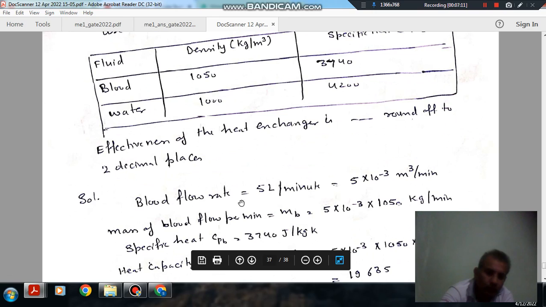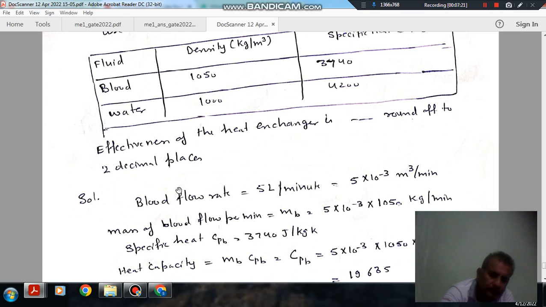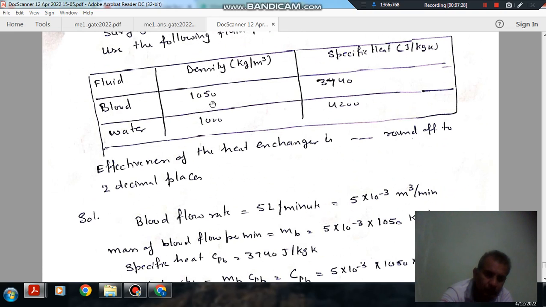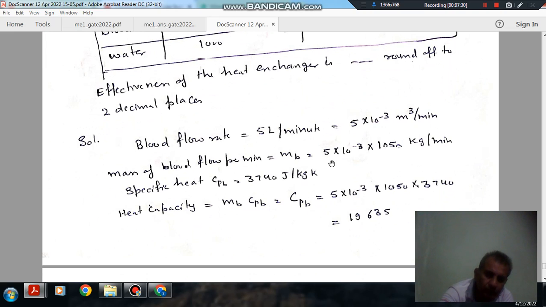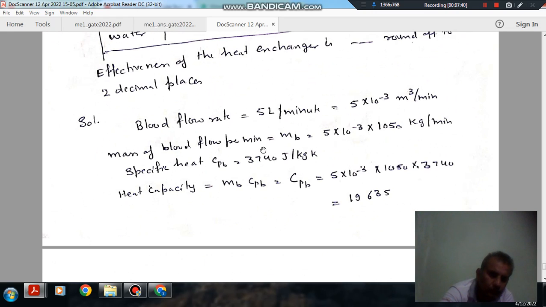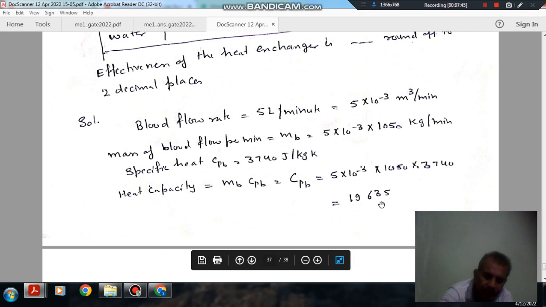So blood flow rate is given as 5 liters per minute, or it is 5 times 10 to the minus 3 meter cube per minute. 1 liter is equal to 10 to the minus 3 meter cube. So the mass flow rate of the blood per minute is, as density of the blood is given, that is 1050, so mass flow rate is 1050 into this volume. And specific heat of the blood is also given, that is 3740. So the heat capacity is m dot into Cpb, which will be this 19635.